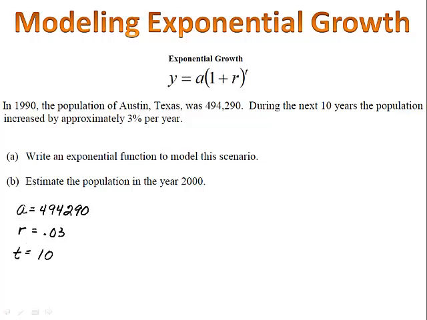Well, we know that because it's increasing by a percent, that it must be exponential. Once again, I can identify the value of my variables A, R, and T. A is 494,290, R is 0.03, and T is 10. Please pause the video here and determine the population of the city in the year 2000.